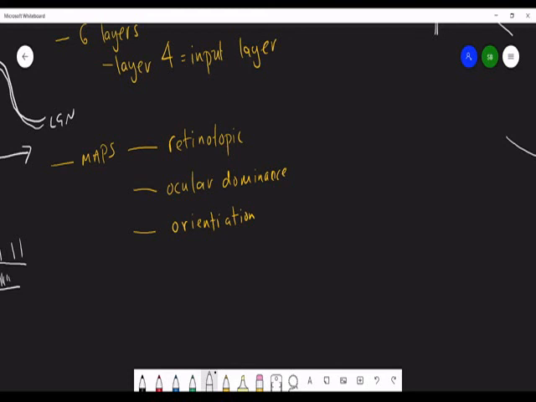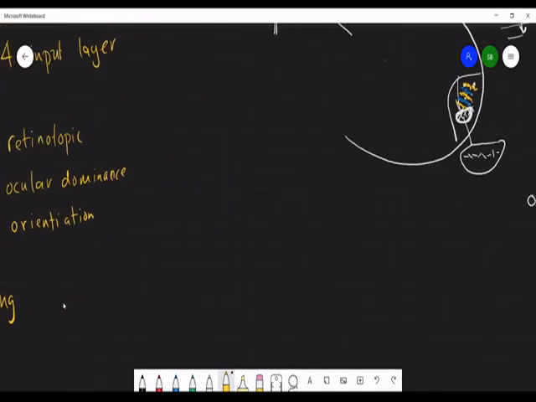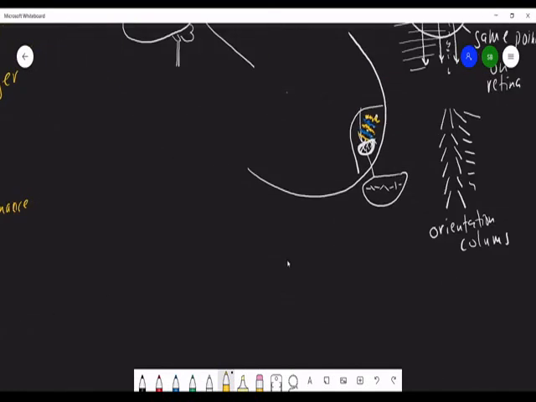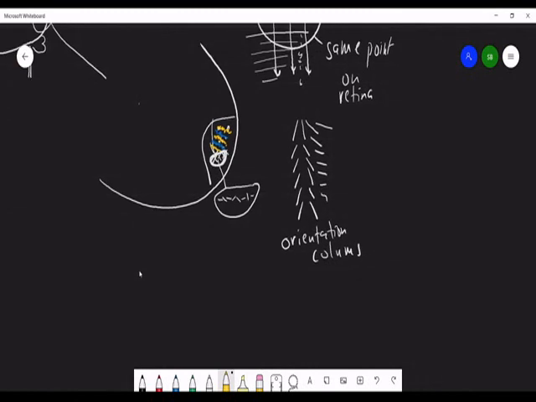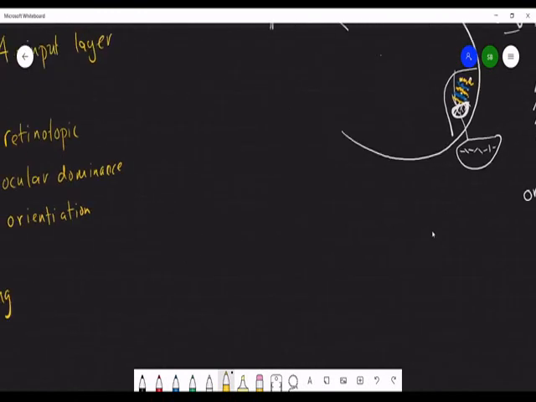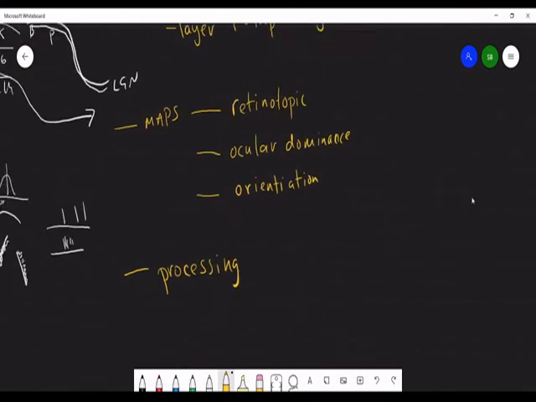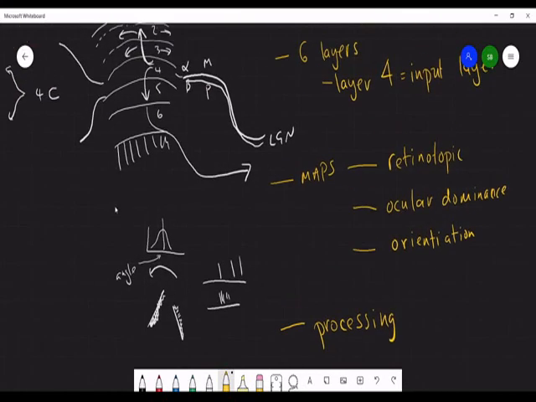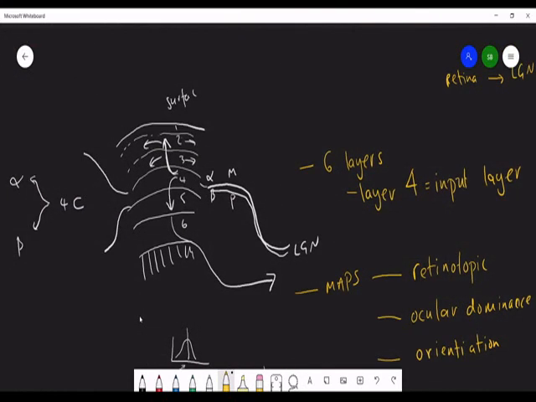So going back, the other thing that we need to think about for V1 is processing. How is it processing information? And the answer to that comes by looking at the receptive fields. We've done that a bit by looking at the edges here, but let's take a little step back and think about where the information comes in to the cortex as we've seen here.